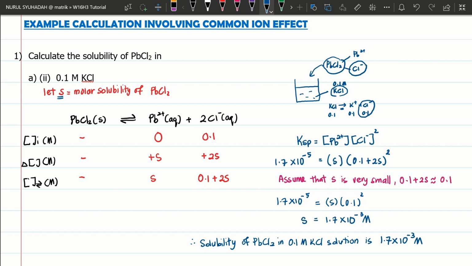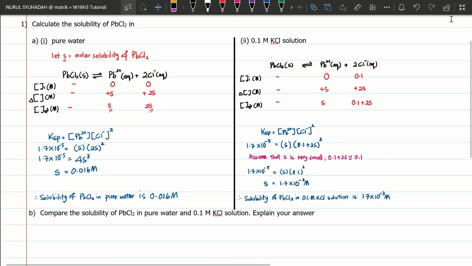Okay, now, so let's proceed with the last part of the question. Okay, so the next question is: compare the solubility of PbCl2 in pure water and 0.1 molar KCl solution. Explain your answer. So dekat sini kita nak compare. So this is what we have done just now: solubility of PbCl2 in pure water, solubility of PbCl2 in 0.1 molar KCl solution. So what are the values that we want to compare? We're going to compare this value, yang kita dapat dekat bawah ni tadi. Nilai yang ini, we compare these two values.